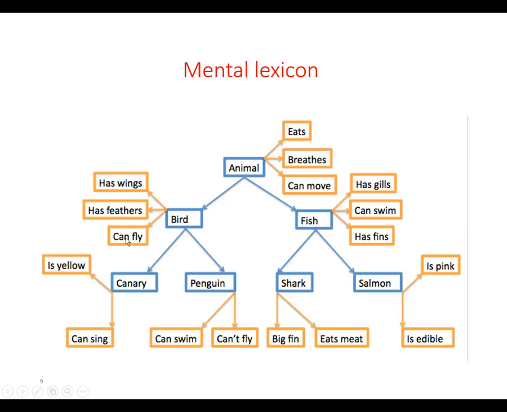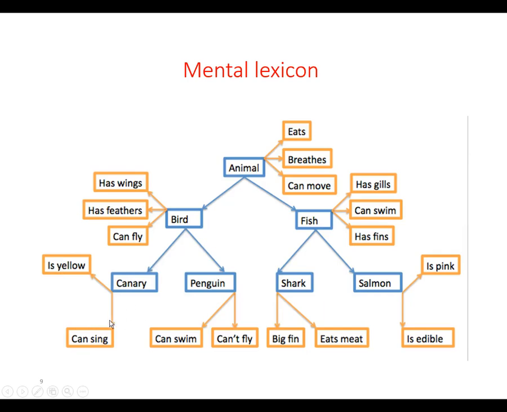But this is not the case in other birds زي penguin زي ما شفنا وزي kiwi, which is a bird in Australia and in New Zealand. Okay, a bird such as here a canary. Canary is yellow and can sing. كمان يعني other or additional features.